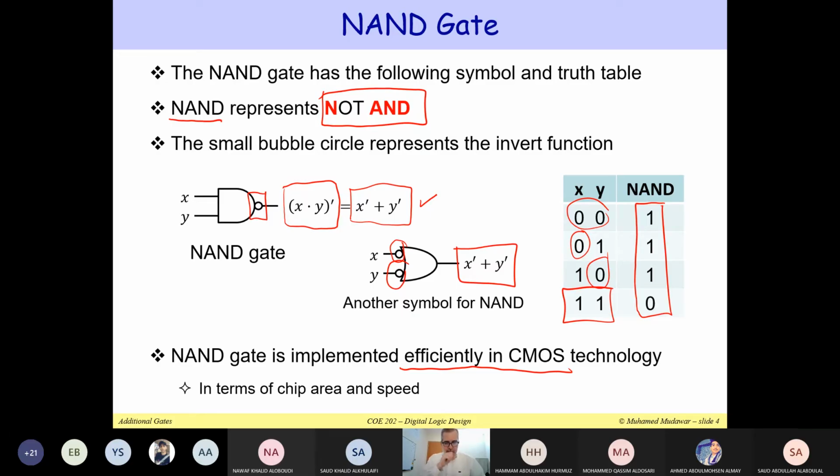It's very fast. It only requires 4 transistors to implement a 2-input NAND gate. And for this reason, people like it. Circuit designers, they love the NAND gate.